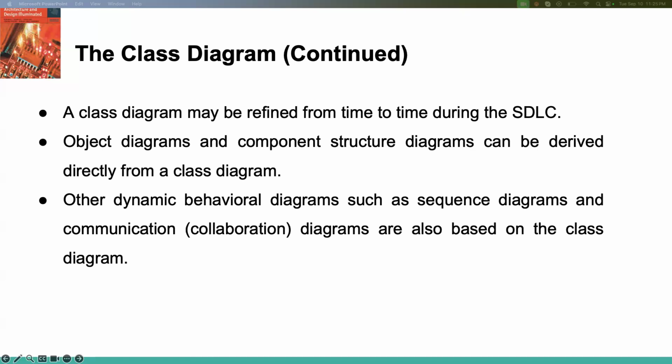Several other UML diagrams can be derived directly from the class diagram. This shows specific instances of classes at a particular moment in time, that is object diagram. Component structure diagram, they provide a detailed view of the physical structure of the system, focusing on components and their relationships. Dynamic behavioral diagrams, such as sequence diagrams or communication or collaboration diagrams, are also based on the class diagram. They provide insight into how objects interact over time and how communication flows between them.